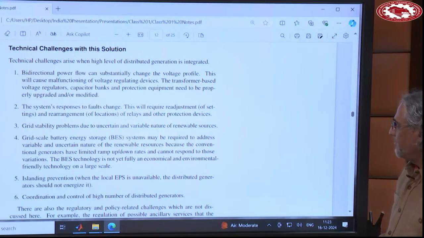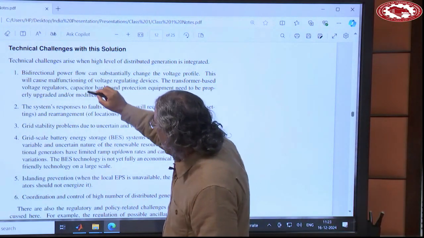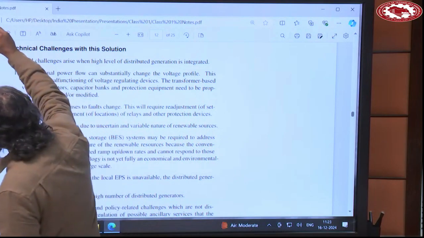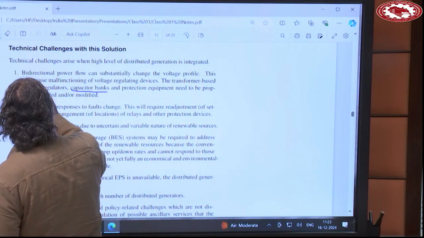This will cause malfunctioning of voltage regulating devices, especially the voltage regulators in the substations, and also the capacitor banks that we use. So we have capacitor banks and voltage regulators.